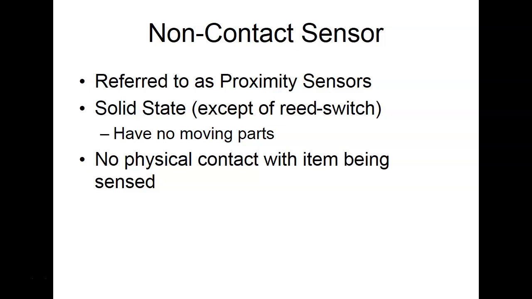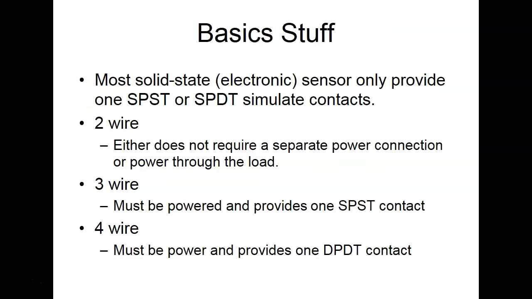So these are used a lot in programmable controllers. Then we get into proximity. When we use the term proximity, we have limit switches, which are technically proximity switches, but they don't fall in the category of proximity switch because they've got their own name. And then we get into proximity switches. Proximity sensors are usually solid state. They usually have no moving parts, and they make no physical contact with the item that they sense. So that's the switch over there. Basic stuff, we've already talked about this.